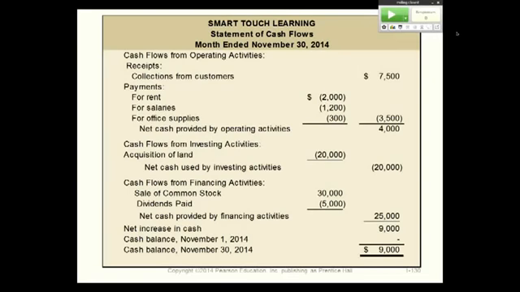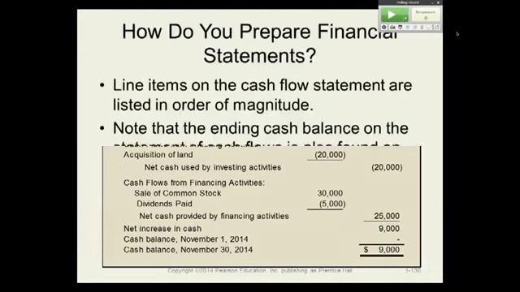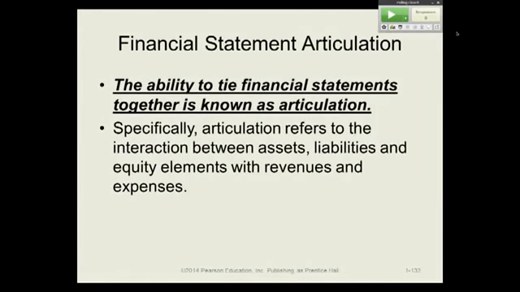On the balance sheet. Right, so this cash is also found back on the balance sheet. So all of the statements will tie together, and that is known as articulation. That's what I mentioned in the last couple of slides, that articulation is the ability to tie these statements together, that the statements are related, that income, revenues, and expenses affect assets, liabilities, and equity, and vice versa.